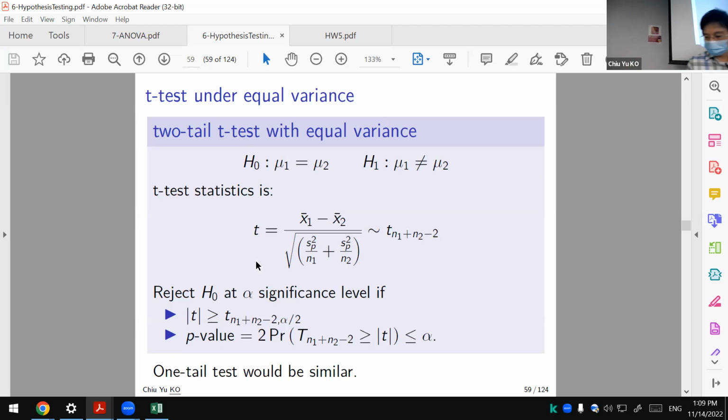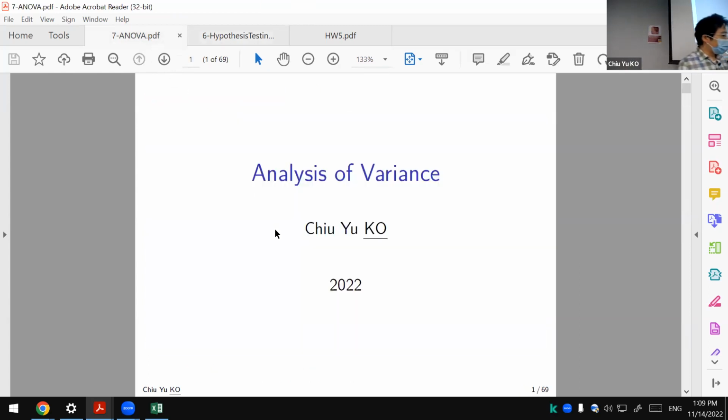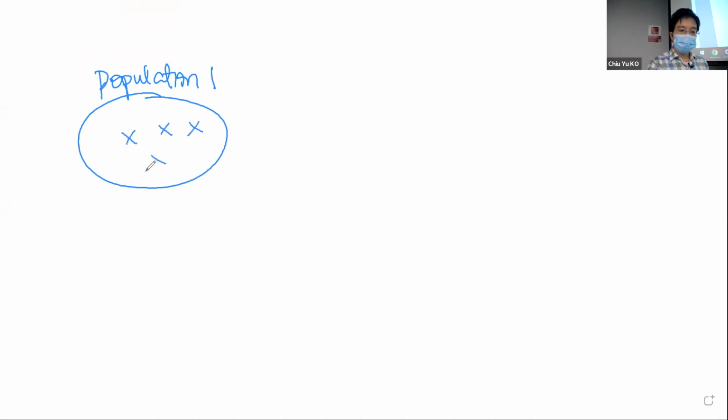Then ANOVA is trying to see, under the assumption of equal variance, which is important, and we will see whether they have the same mean. Just go back to the whiteboard, which will be a good example of showing you the idea. So the idea of the t-test: you have population 1, and there's some data there, and we assume that's normal, following this kind of distribution. I have sigma square here, and there's mu1 here.